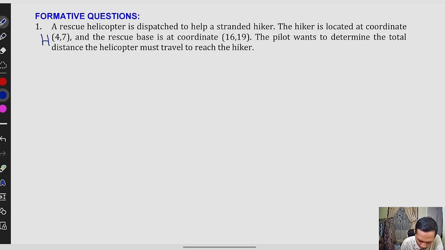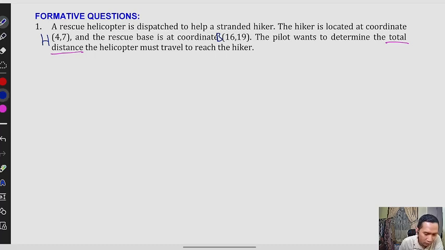And then the helicopter wants to bring the hikers to the rescue base. Or the helicopter goes from the rescue base. Yeah, but the distance is from the rescue base to the hikers. The rescue base is, let's make it B, coordinate B, 16,19. So the pilot wants to determine the total distance. So this is the keyword, everyone, total distance. If you don't really understand the problem here, find the keyword. The keyword here is total distance. Oh, we want to find the distance then.